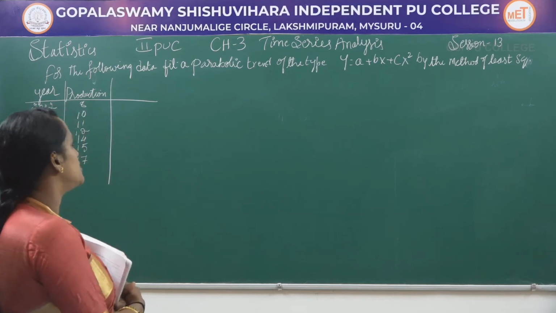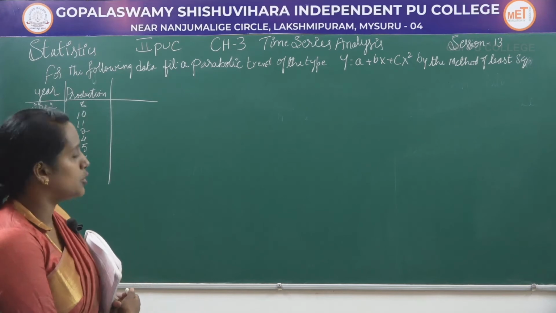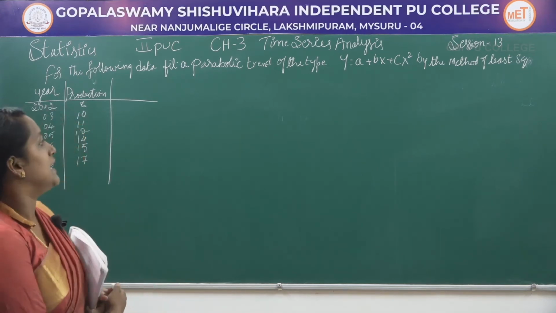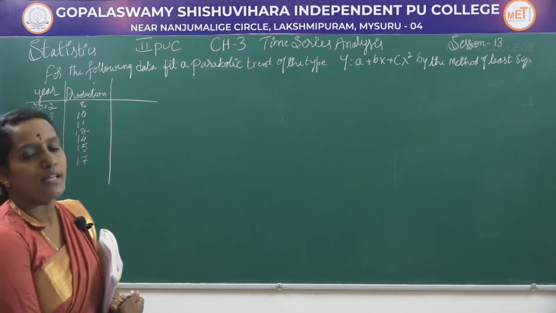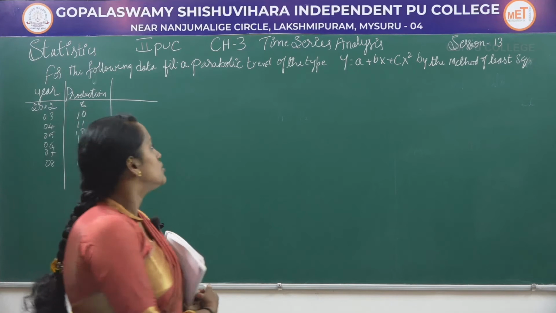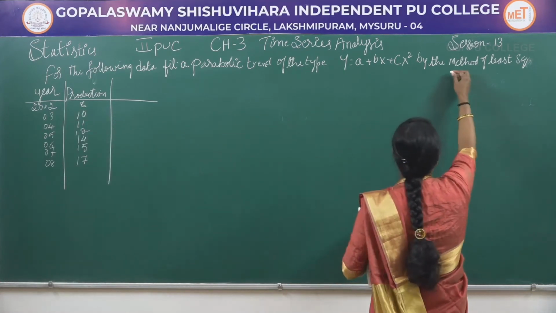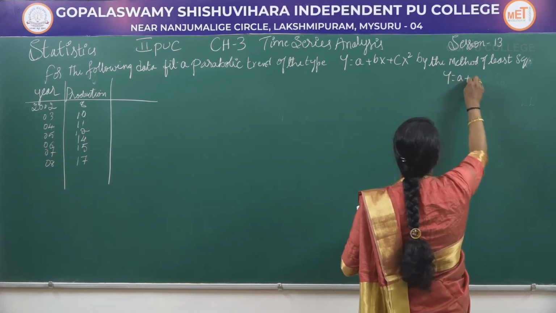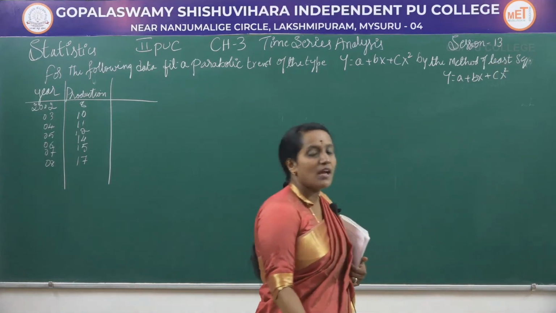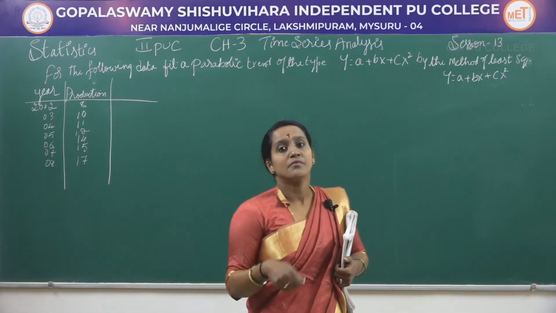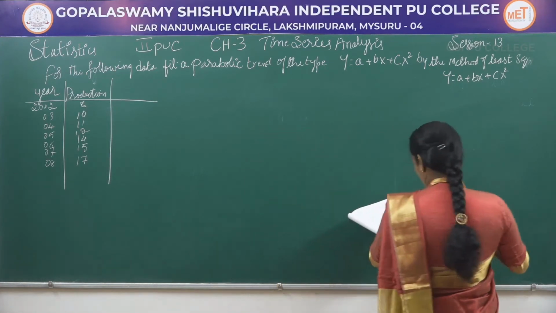That second order equation is y is equal to a plus bx plus cx square. In this, we have three unknowns, that is a, b and c. So first let me write the second order equation, y is equal to a plus bx plus cx square. This is our second order equation, and let me write first the normal equations for this parabolic trend.